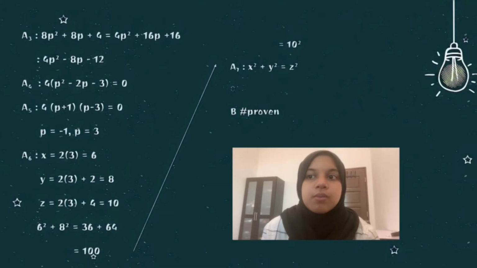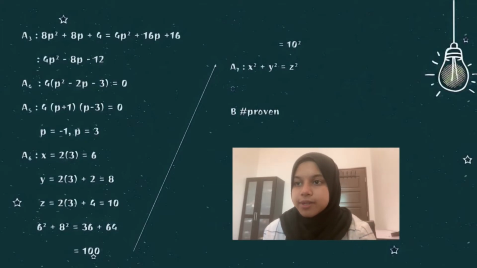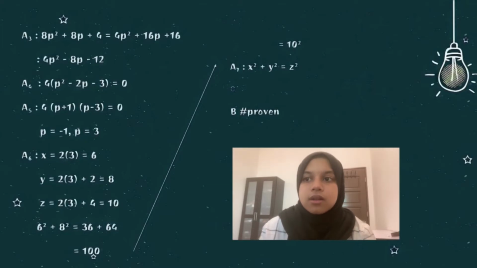Y equals 2p plus 2 is 8, and z equals 2p plus 4 is 10. So for z squared we get 10 squared. Then A equals B. It is proven.